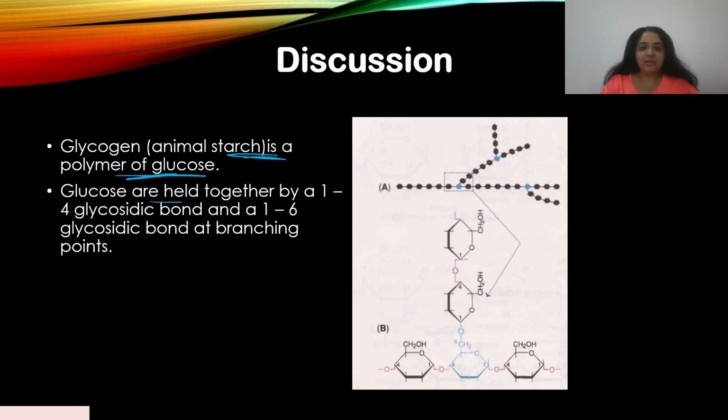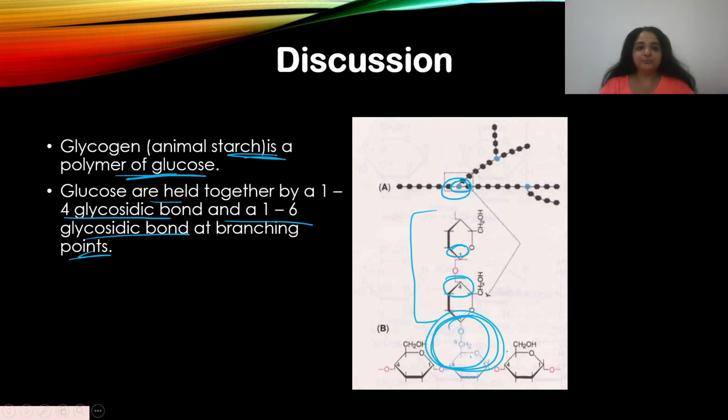Glucose units are held together by alpha 1,4 glycosidic bonds, and alpha 1,6 glycosidic bonds at branching points. So this is a 1,4 glycosidic bond here, and this is 1,6 at the branching chain, this portion over here. This is the structure of glycogen. I would suggest you remember that there are branched chains in the case of glycogen.